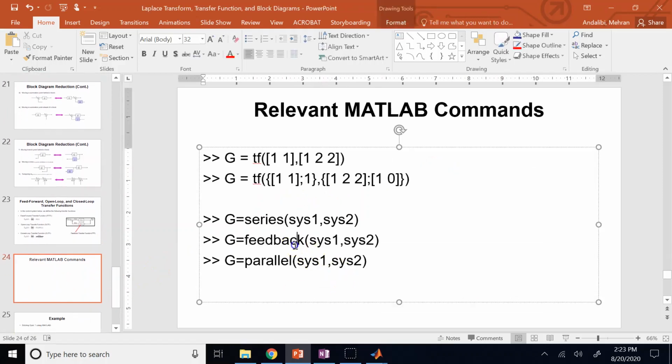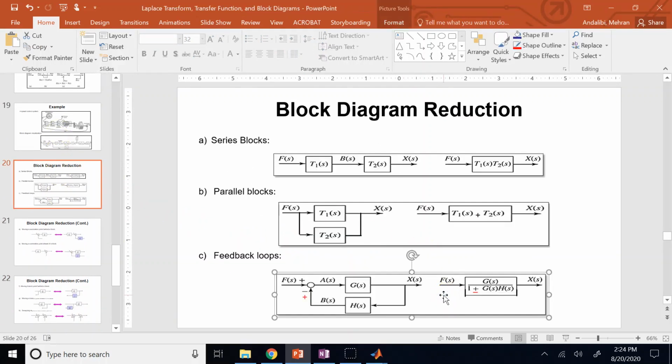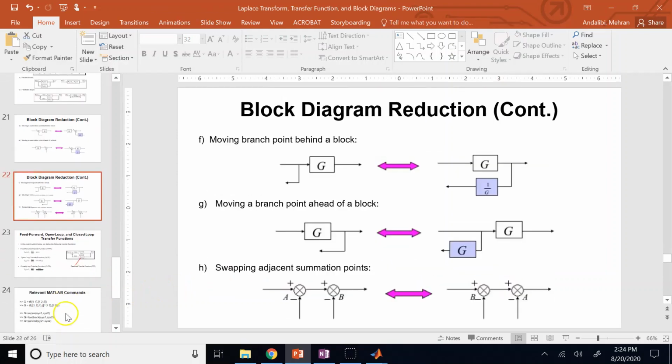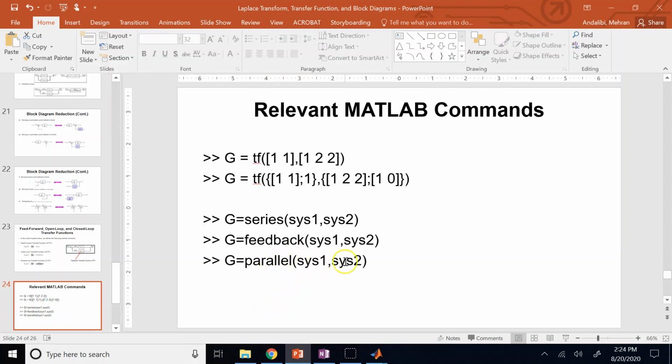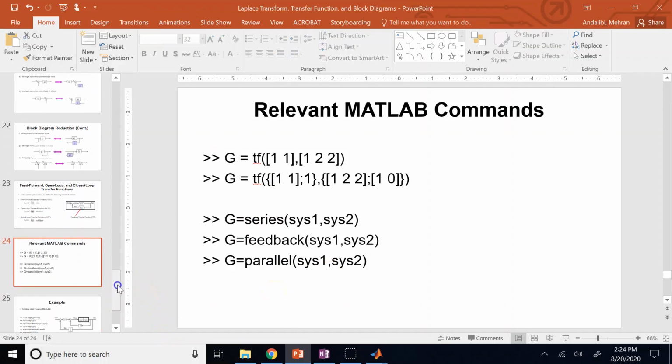The command feedback, consider them to be like this third case. It gives you G over 1 plus GH, where G and H are system 1 and system 2 in this command. And if you say parallel, it just adds them together. So we have the commands tf, series, feedback, and parallel. And using these, we can also let Matlab take care of the simplifications for us.